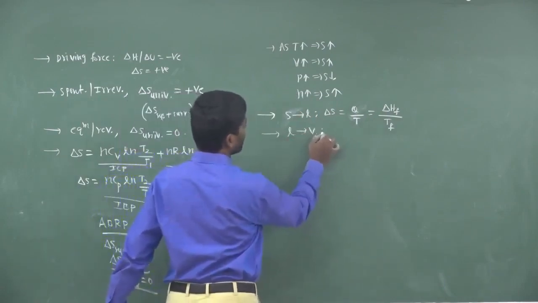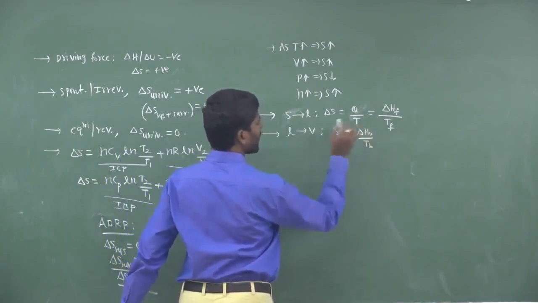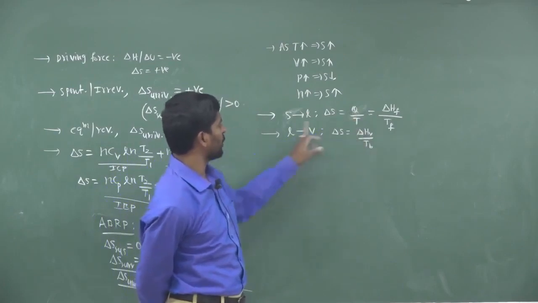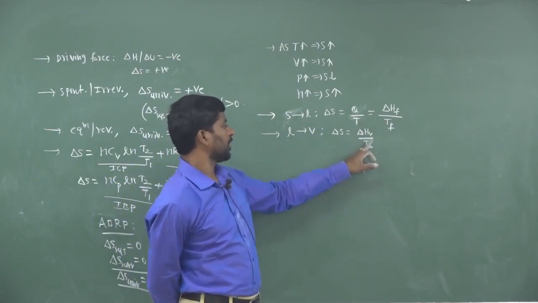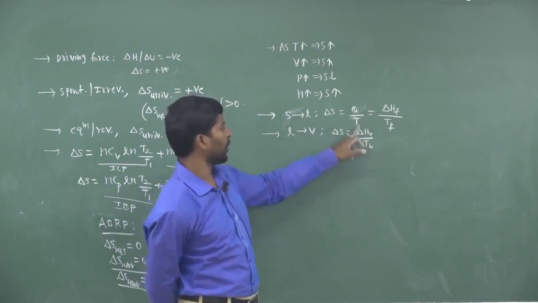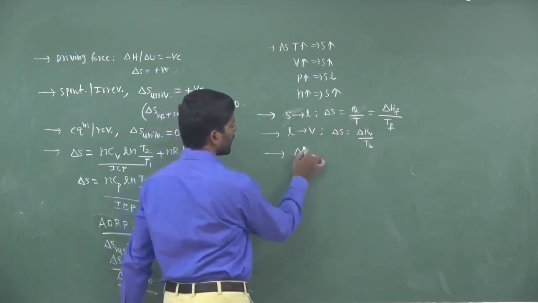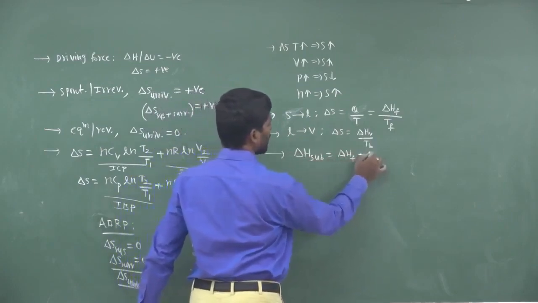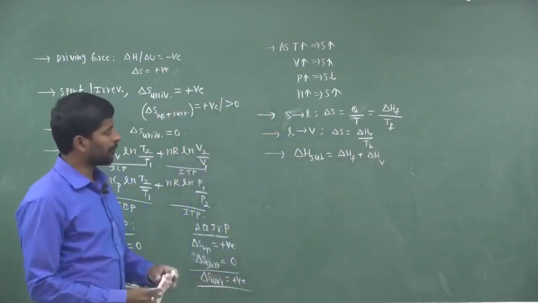Liquid to vapor, what do we have? Delta HV by TB. Delta HV is molar heat of vaporization. That is the amount of heat required to convert 1 mole of liquid to vapor at a boiling point. So, at which temperature does this phase transition take place? At a boiling point. So, T is nothing but TB. And what is the relation between enthalpy of sublimation, fusion and vaporization? Enthalpy of sublimation is equal to enthalpy of fusion plus vaporization.